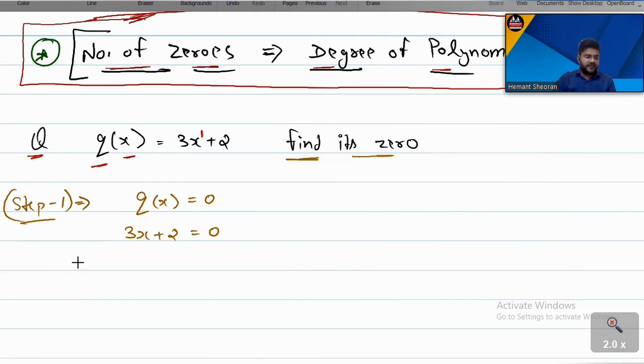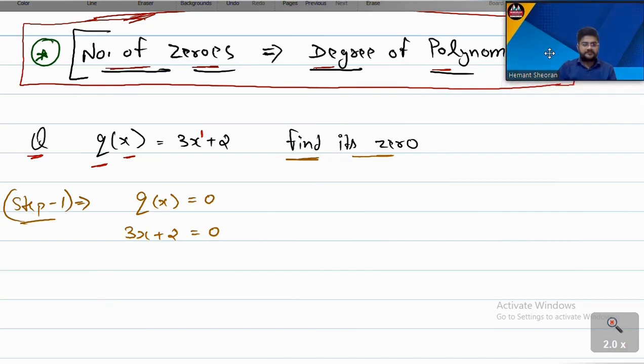Then what will you have? You can find out x just by solving it. What answer will you have if you solve it out? What would x be? What will be the value of x if you solve it further? It would be -2/3.